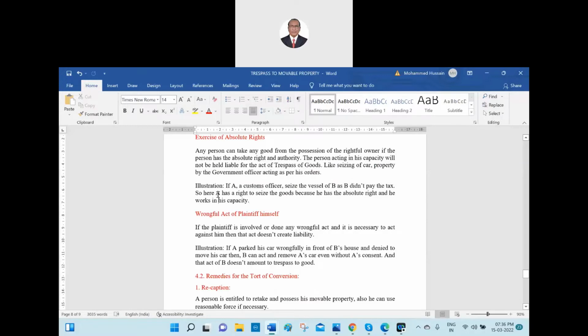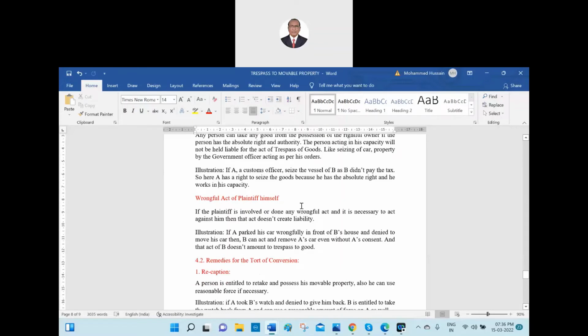Okay, it doesn't matter. Here the police officer seized the vessel because it is carrying goods on which the tax was not paid, so he can detain it. The goods, because he has an absolute right, it is not trespass to goods, because he has the right to it. But a wrongful act of the plaintiff himself: if the plaintiff is involved in or has done a wrongful act and it is necessary to act against him, that does not create liability.